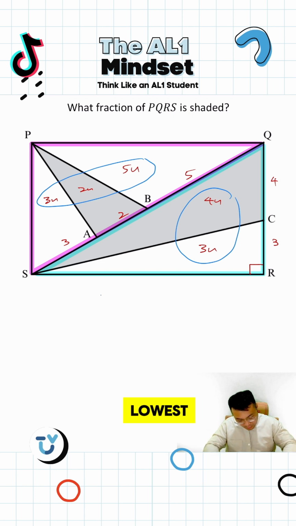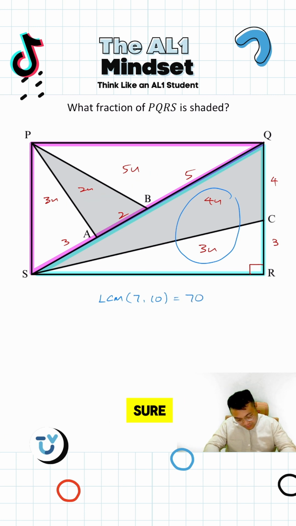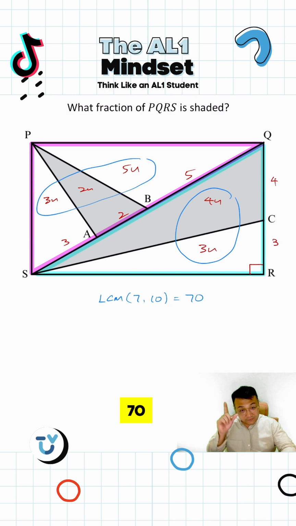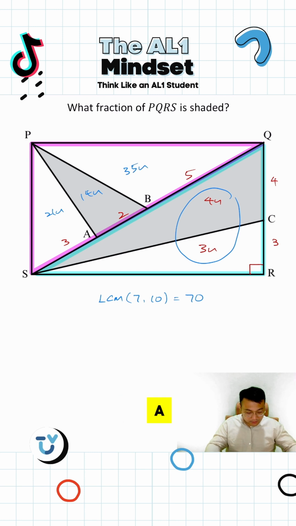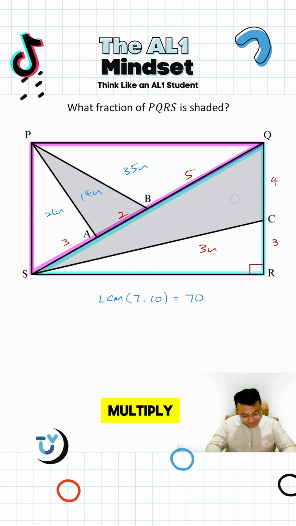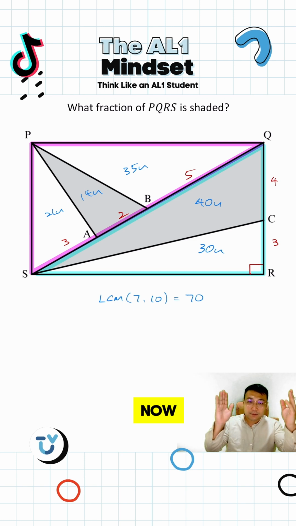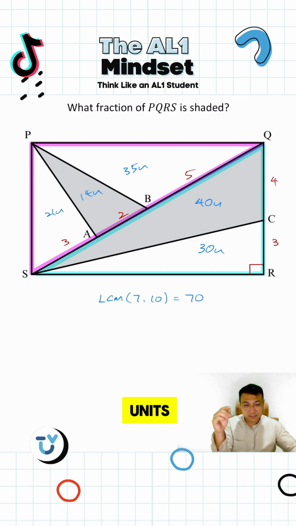Don't worry, let's find the lowest common multiple of 7 and 10, which gives us 70. So now I'm going to make sure that the total number of units here is 70. How do I do that? Multiply everything by 7. So 3 times 7 is 21. Let's write it down. 2 times 7 is 14. 5 times 7 is 35. So there will be a total of 70 units here. What about 4 and 3? What do they become? Multiply them by 10. 40 and 30. Okay, so now both the pink and blue triangles have the same number of units, 70 units.